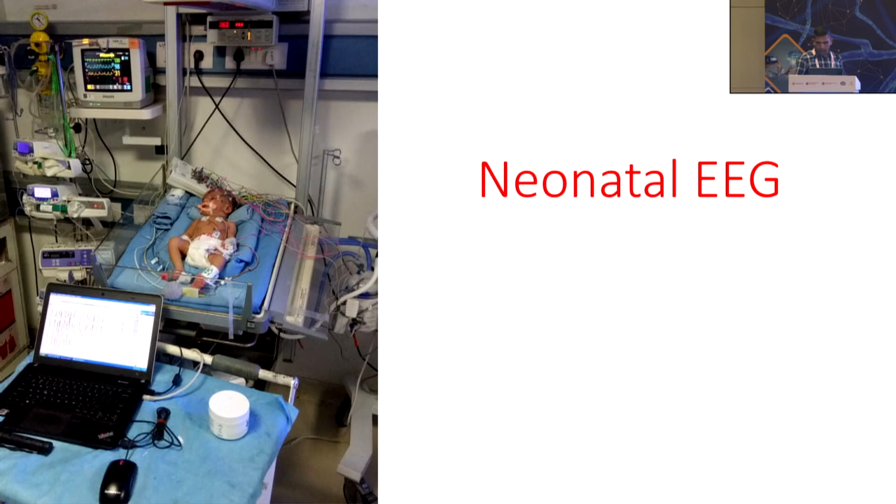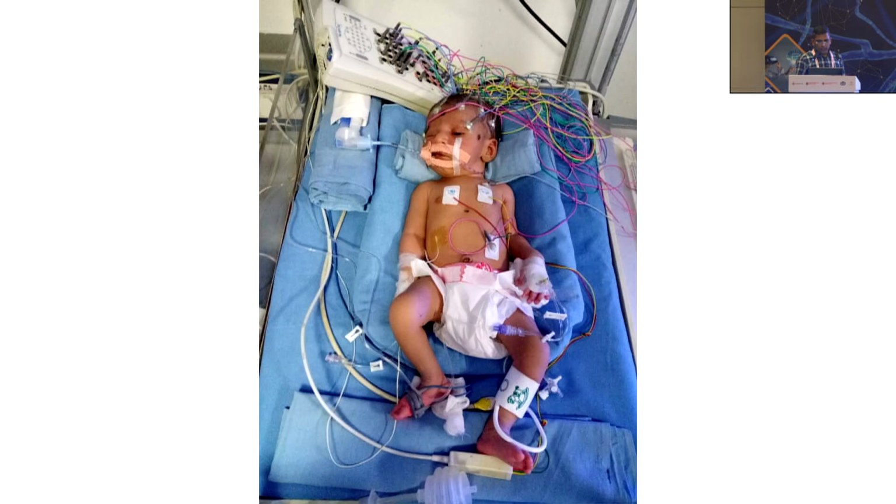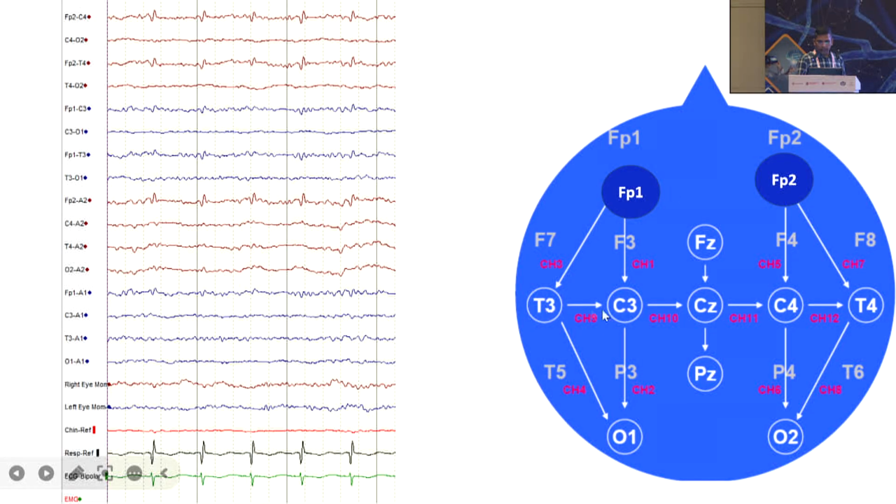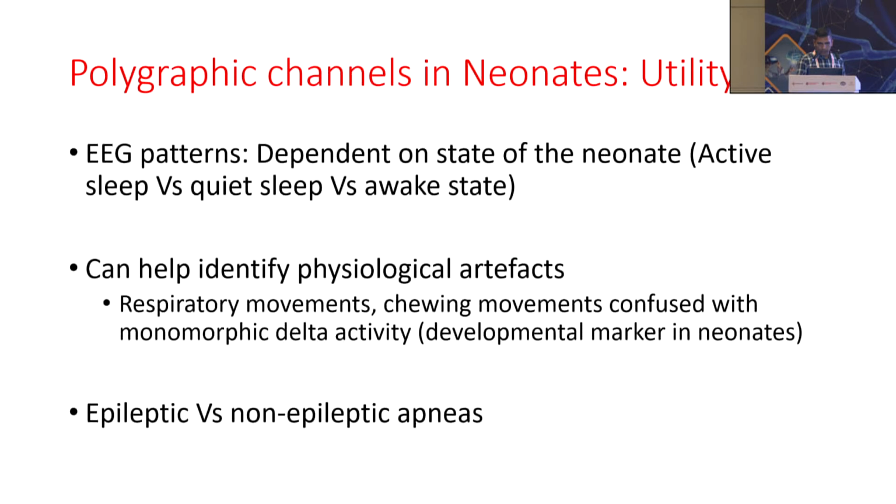So briefly, we'll see the neonatal EEG. The main difference is in the montage that we use. You have a smaller number of electrodes in a newborn as compared to an older child. The reason is the small size of the head. So you have only FP1, FP2, then T3, C3, C4, T4, and O1, O2. That's all. Then you have these midline electrodes.